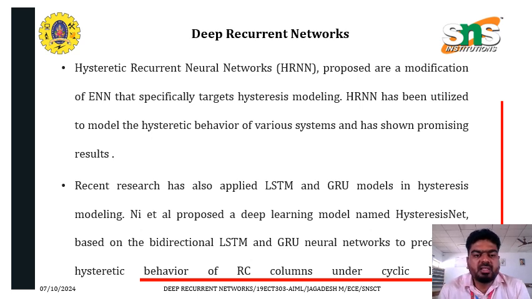Let's resume the session. Then the hysteretic recurrent neural network, that's HRNN, is a modification of ENN that specifically targets hysteresis modeling. HRNN has been utilized to model the hysteretic behavior of various systems and has shown promising results. Recent research has also applied LSTM and GRU models in hysteresis modeling. Ni et al. proposed a deep learning model named HystereSnet, based on bidirectional LSTM and GRU neural networks, to predict the hysteretic behavior of RC columns under cyclic loading.